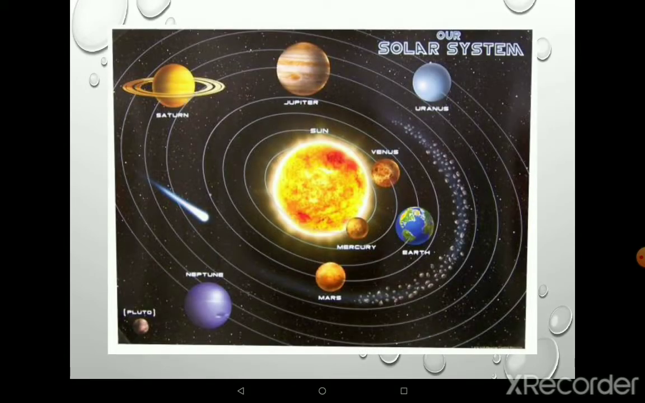Our solar system. Before we learn about our solar system, can you tell me what the study of the stars or other celestial bodies is called? Yes, astronomy. And the person who studies the stars and other celestial bodies is called an astronomer.